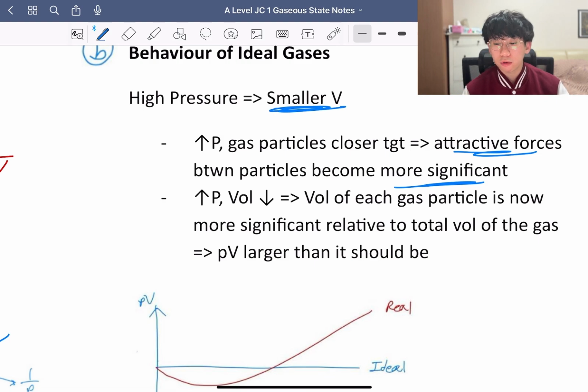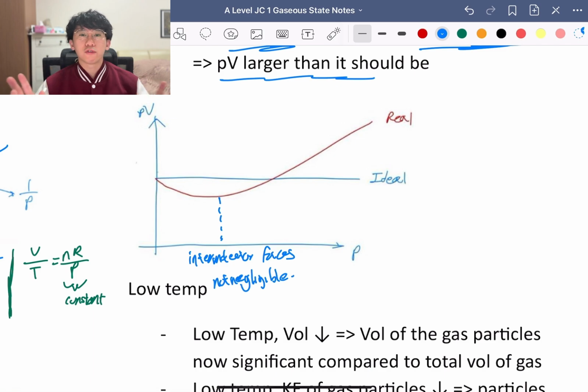And because of that, the volume of each gas particle is going to be more significant relative to the total volume of your gas. Remember that gas particles don't really have negligible volume. The molecule itself does take up space. So whenever I have a graph of PV against P, the relationship between PV against P for a real gas would deviate from an ideal gas. And that is because you can see that there's an initial dip at first followed by an increase.